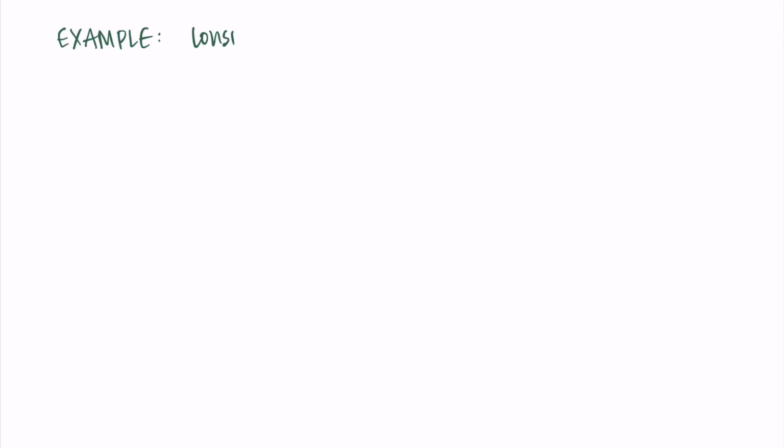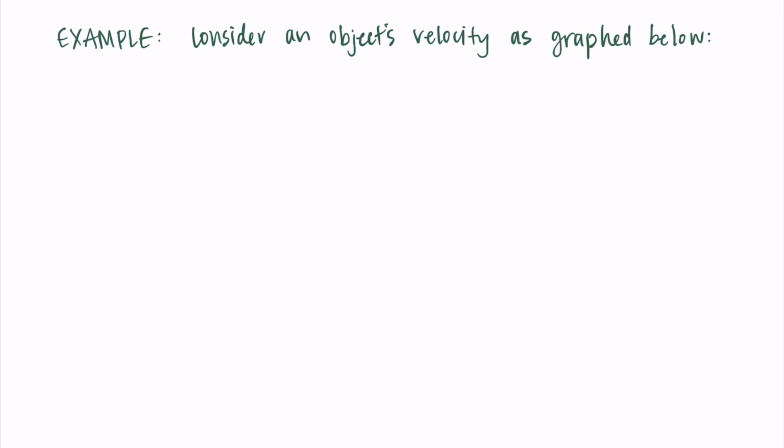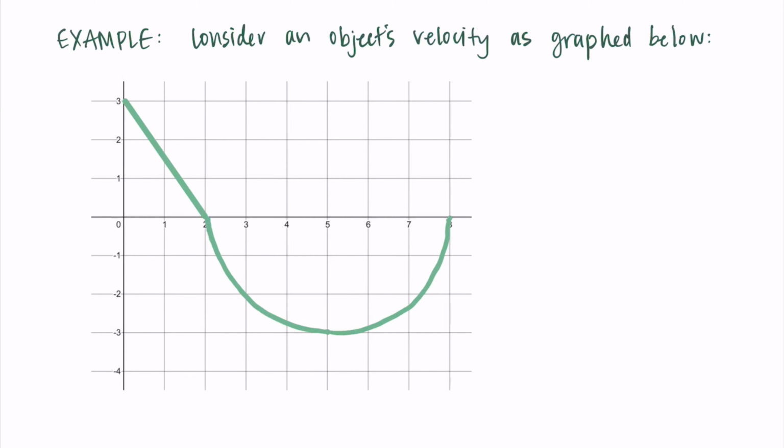Okay, so let's do an example. Let's consider an object's velocity given by the graph below. So this has a linear portion and then a semicircle portion. So these areas are going to be a little bit different to calculate rather than just rectangles. And let's say the horizontal axis is time in hours, and the vertical axis is the velocity in miles per hour. And again, this is the graph of the velocity.